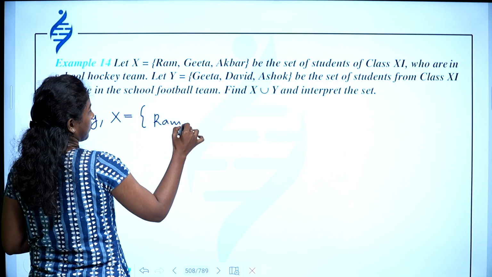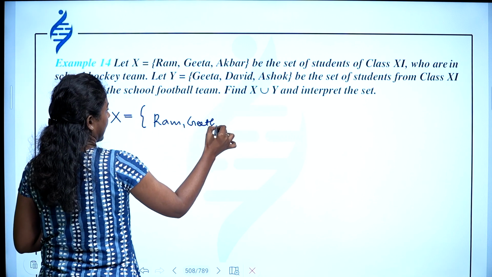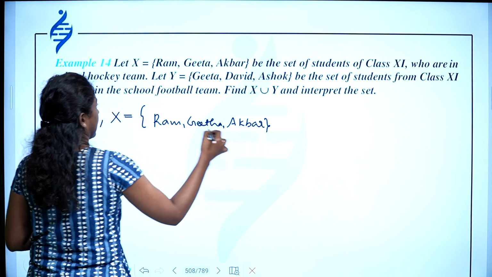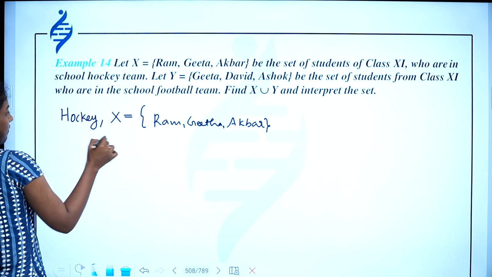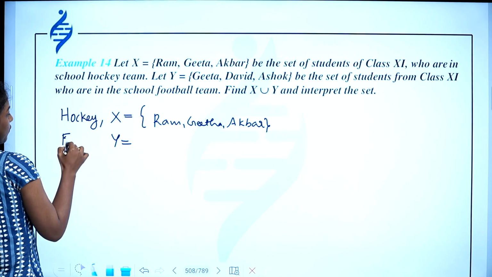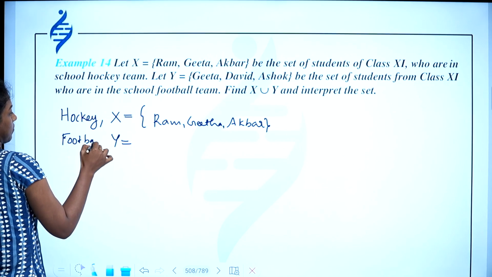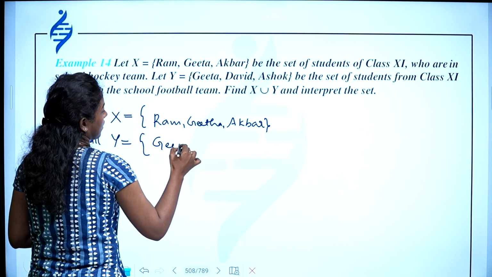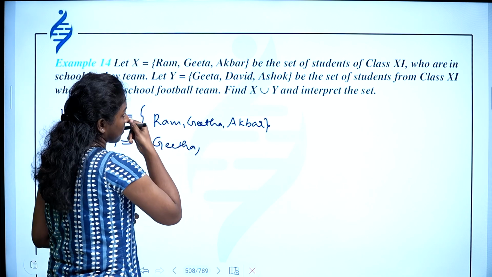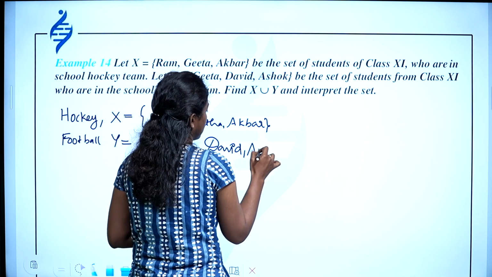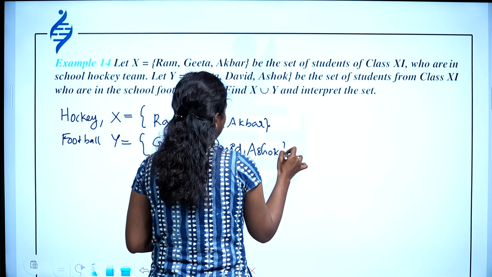Ram, Geeta and Akbar. Then Y means football team: Geeta, David, Ashok. David and Ashok.